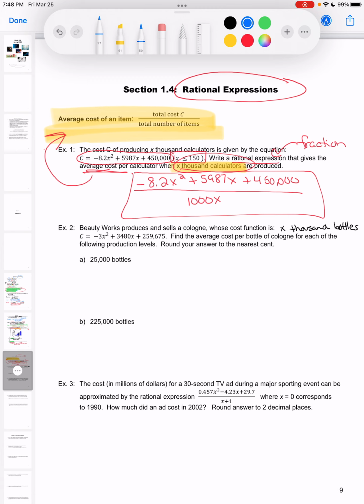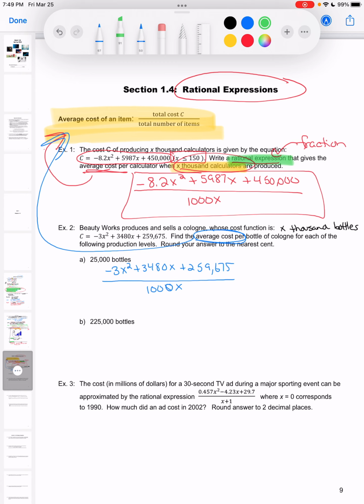Now to actually work the problem. We want to find the average cost. So that average cost again is going to be using that little formula up there at the top. I've given you the cost, and we're going to divide by that 1000x again. So this time the cost is negative 3x squared plus all that other stuff, divided by 1000x. And I've given you how many bottles we want this time. I don't want the expression up here at the top. The first one, I wanted the rational expression. This one, we want to actually find the average cost. We're going to get an answer. We're going to round to the nearest cent.